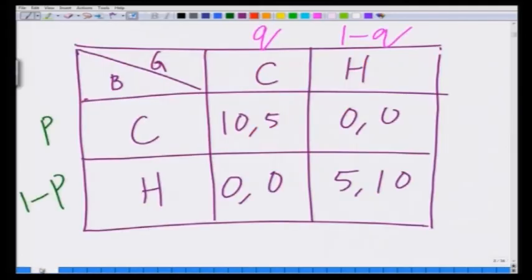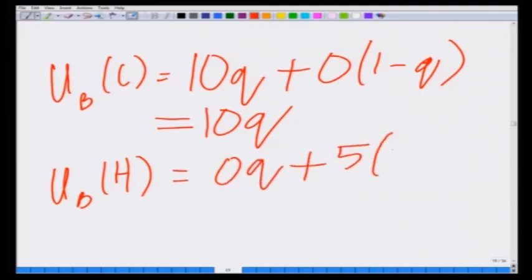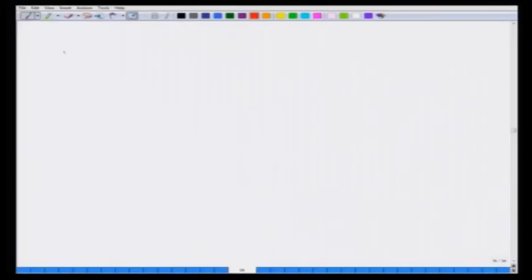On the other hand, if he always chooses to watch the Harry Potter movie, his payoff is 0 times q plus 5 times 1 minus q, which is equal to 5 times 1 minus q. So, as a function of q, if he is always choosing to watch cricket, his payoff is 10 times q, and if he is always choosing to watch the Harry Potter movie, his payoff is 5 times 1 minus q.